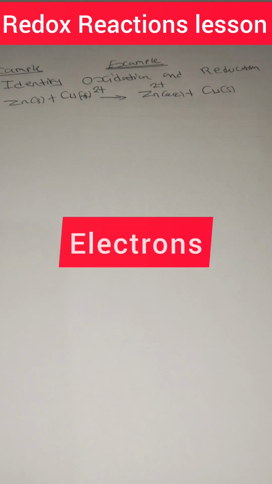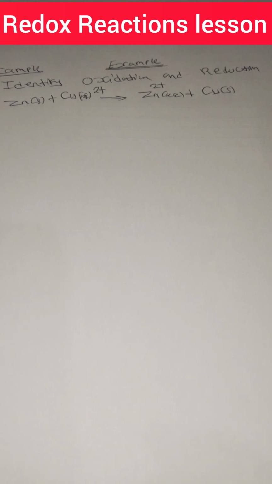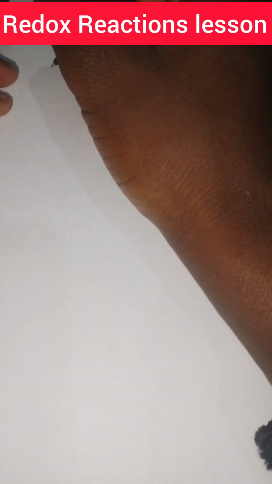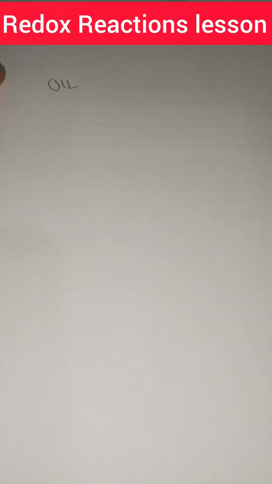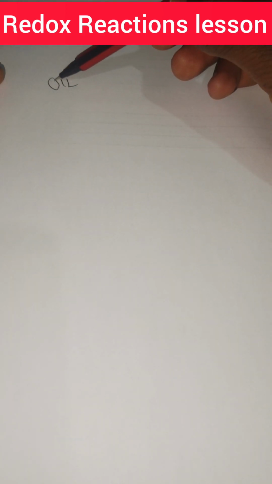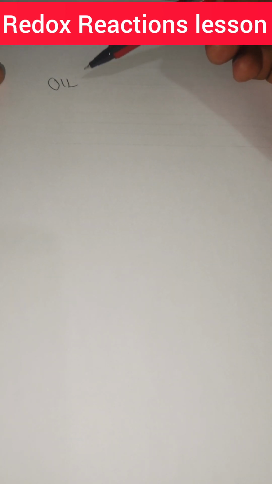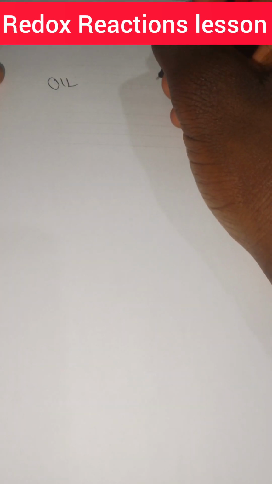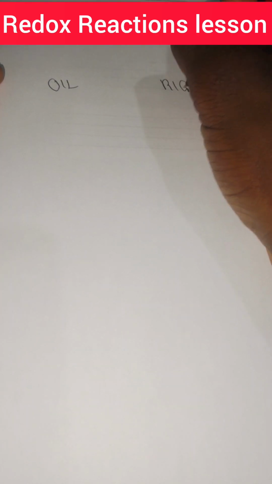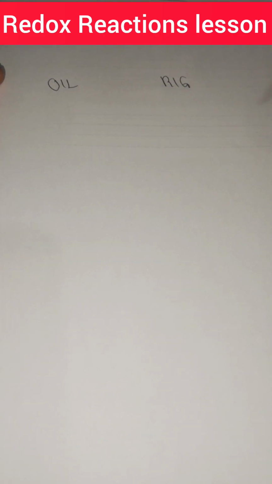So here is the memory aid that I want you to get. Here is how you are going to be remembering. When you are talking about oxidation, we have a memory aid which is OIL. OIL, what does it mean? Oxidation Is the Loss of what? Of electrons. What about reduction? You are going to go with RIG, which means Reduction Is Gain of electrons.